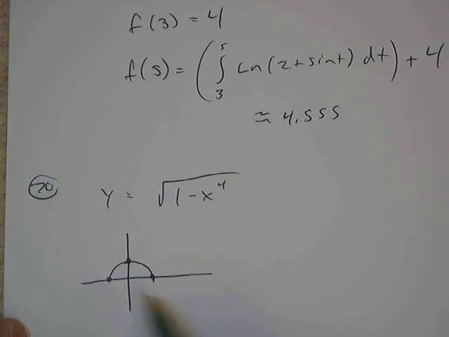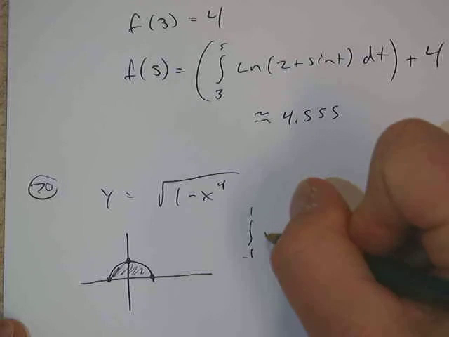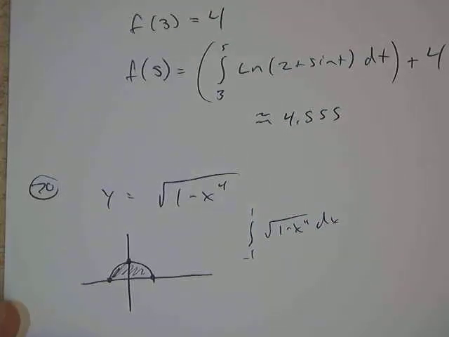And we can see that it's above the x-axis between negative 1 and 1, so our answer would be the integral from negative 1 to 1 of the square root of 1 minus x to the 4th dx. The issue is, do we need to find an antiderivative and use the fundamental theorem to calculate this area? No.